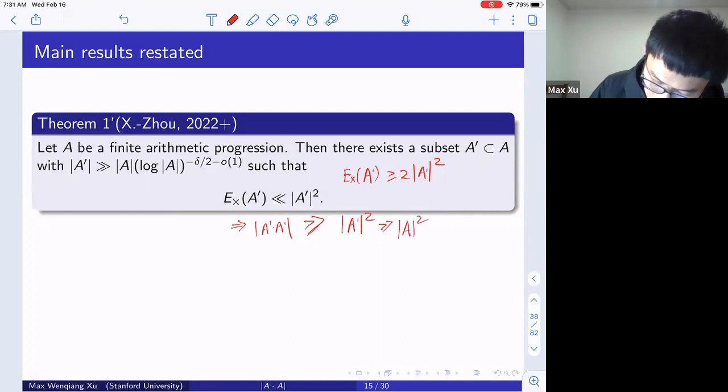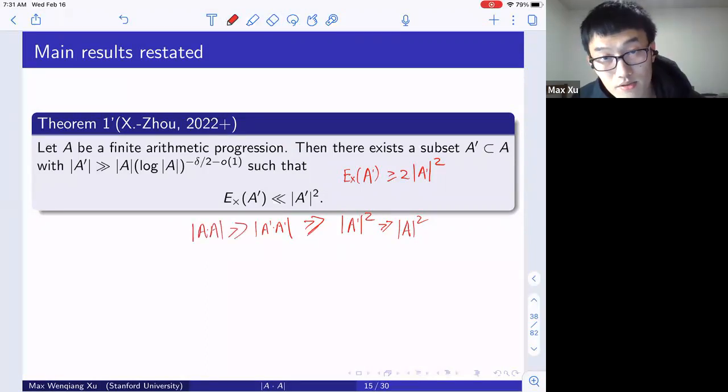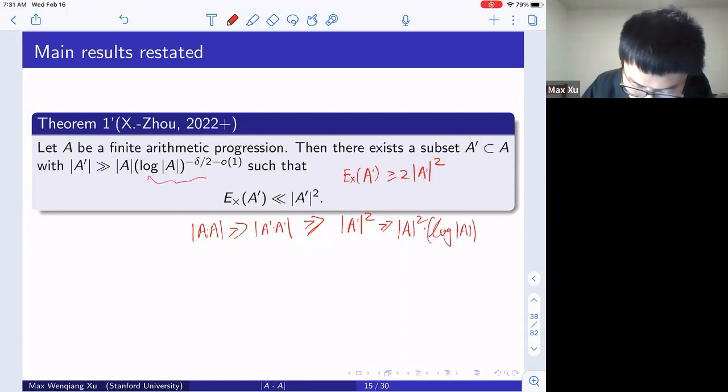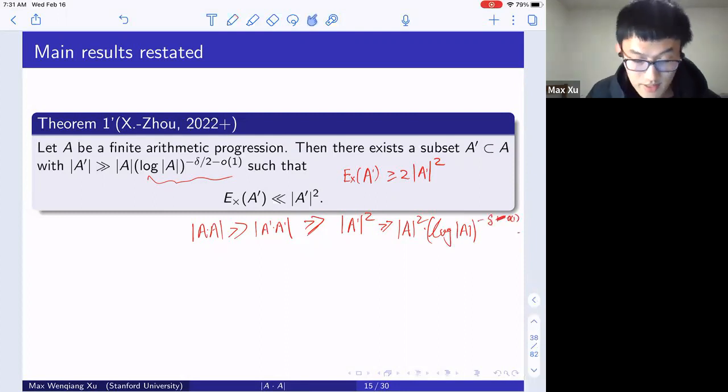And of course we have A dot A trivially bounded by A prime dot A prime. So sorry, this is A squared times the log A to the square of this factor. So now you have, let's say, minus little 1. Okay, so that's why this Theorem 1 prime implies the original statement I said for Theorem 1.